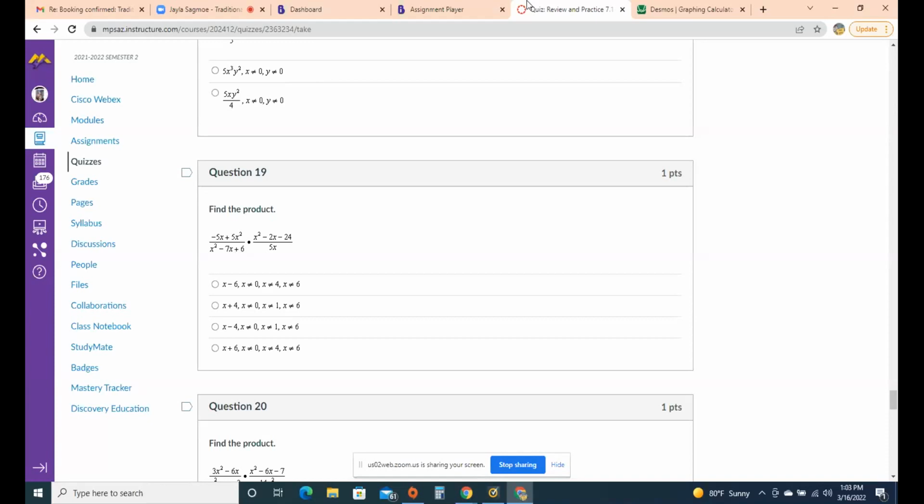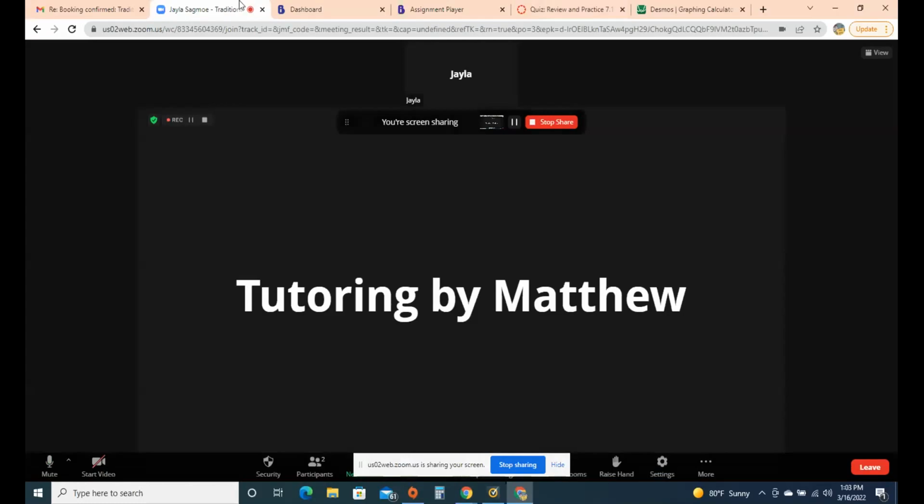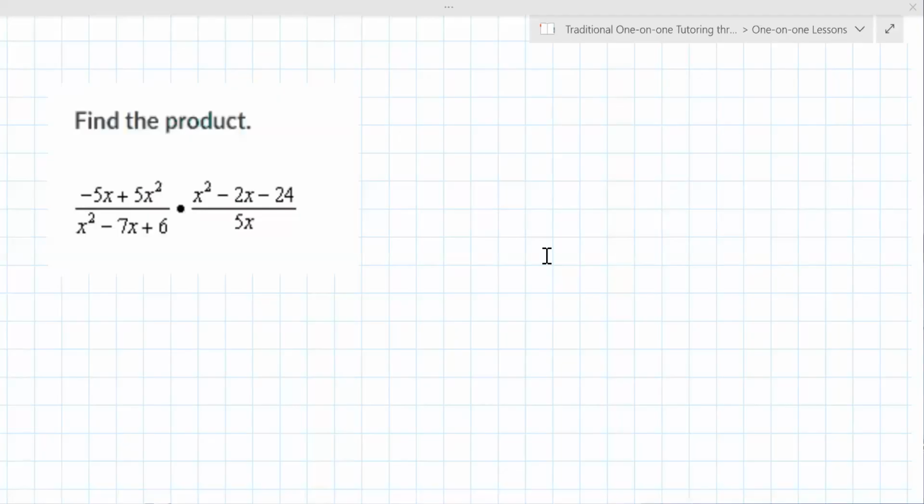This problem is kind of similar to ones we were doing earlier. The difference is that you have to factor potentially 4 positions: top left, top right, bottom left, and bottom right. So for each one, it could be a different kind of factoring.